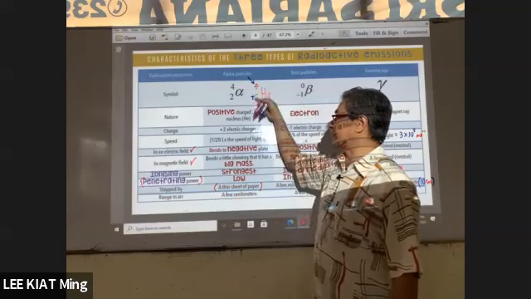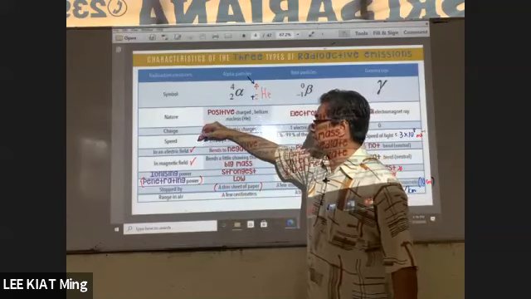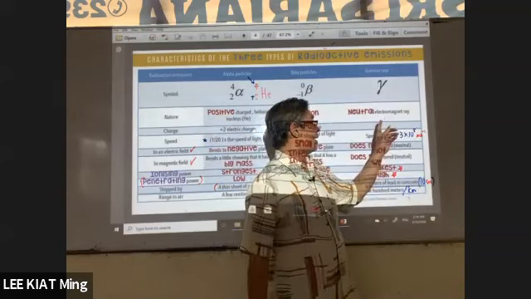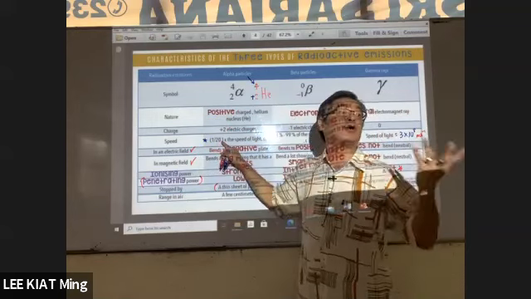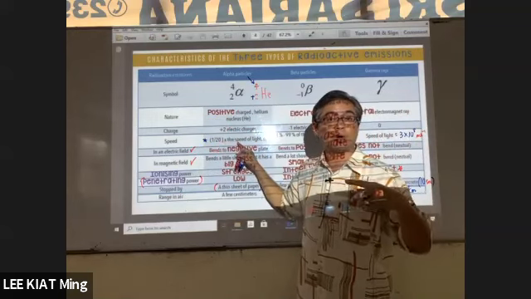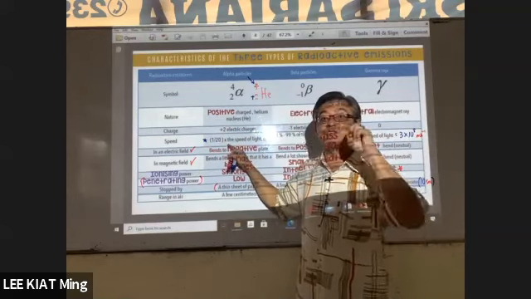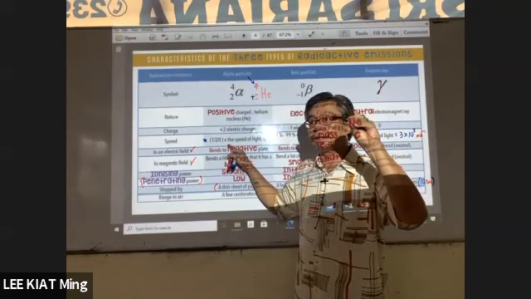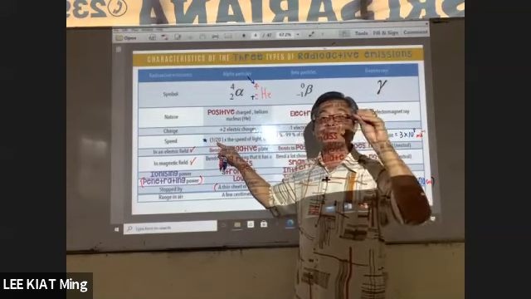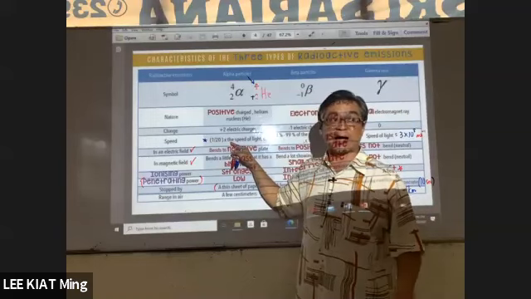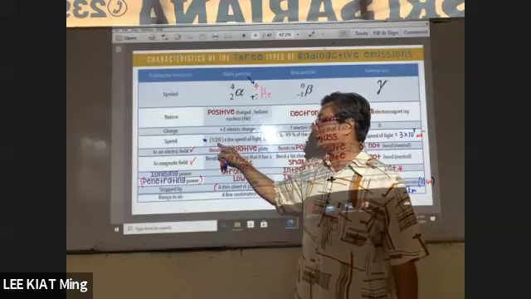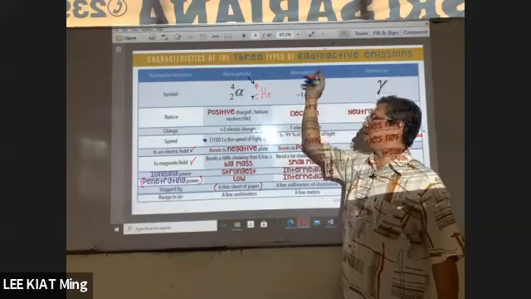So you have seen everything. Look at the speed. Just now gamma travels at the speed of light, 3 times 10 power 8. This one will travel at 1/20 of the speed of light. 1/20 is only 5% of the speed of light. But even though, 5% is still considered high speed. Let's take a look at beta.